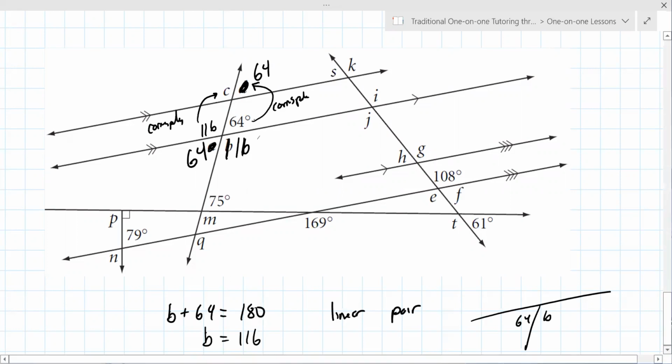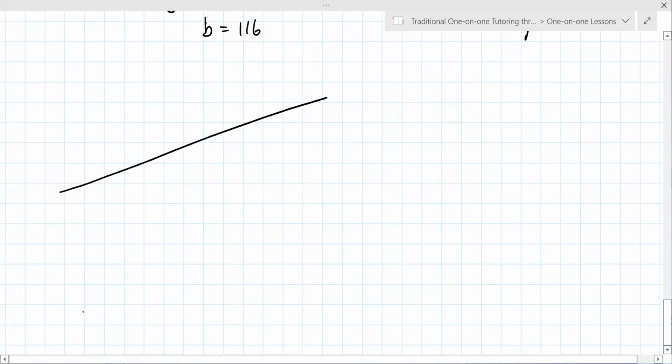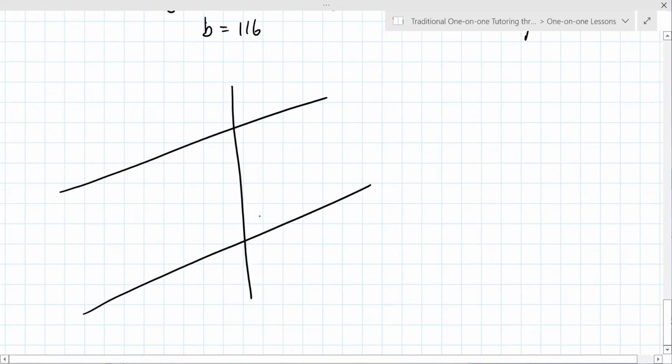Let me zoom in on the thing that we're doing here. Let me get it on the other screen so I can draw it. Here's what we have. We found 64, 64, 116, and then we were trying to find C. The angle vertical to C is right there. We don't have that one. Oh, so it's just non-existent. Yeah, that's 116. Now alternate interior gives you 64 and 116.